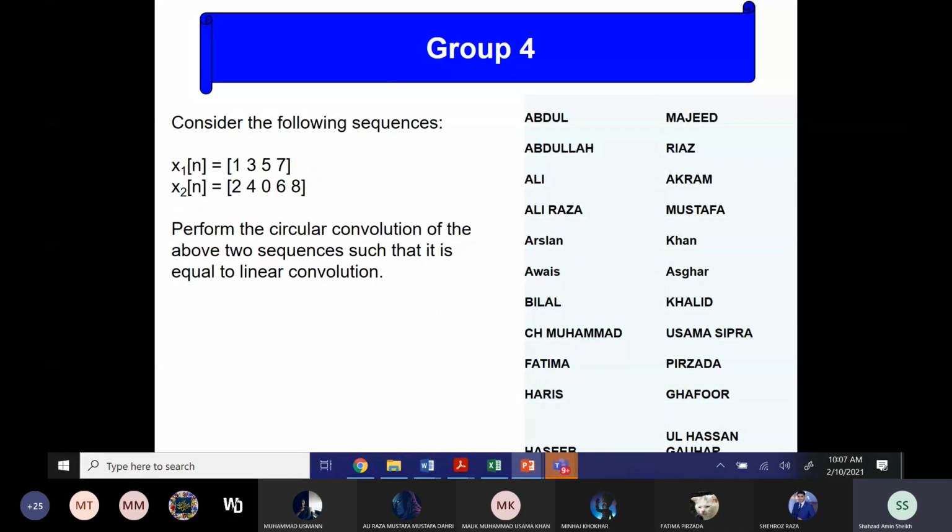This is for group 4. 2 sequences are given and you have to perform the circular convolution such that the result is equal to linear convolution.